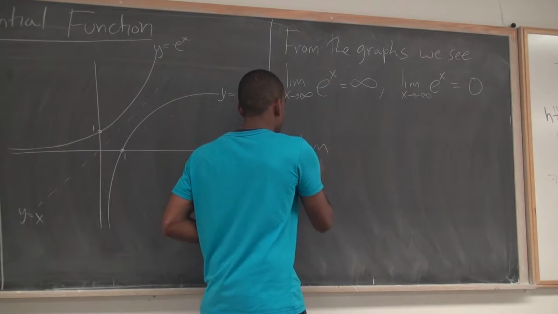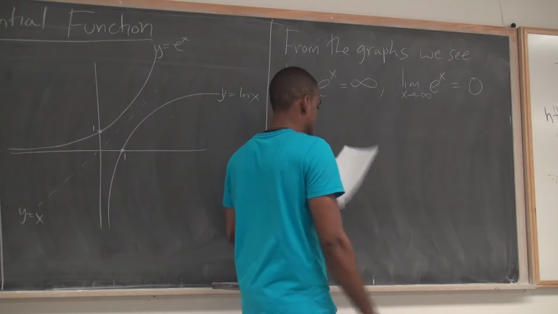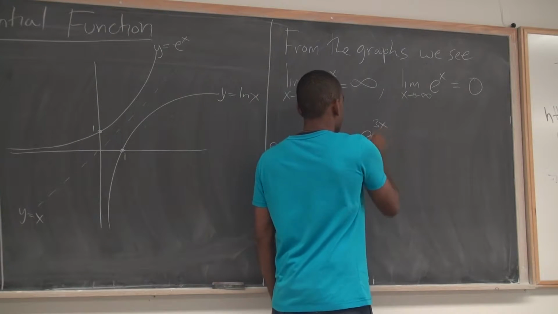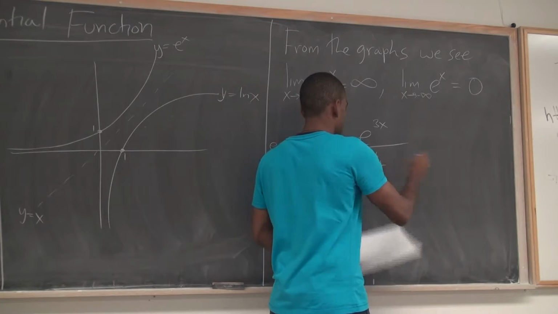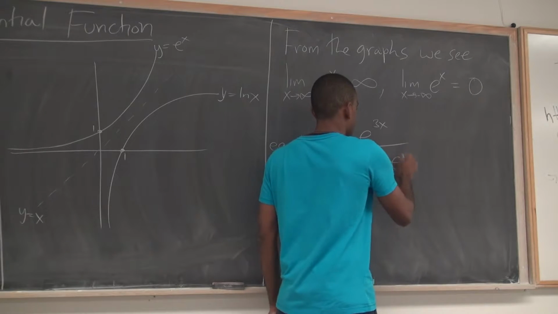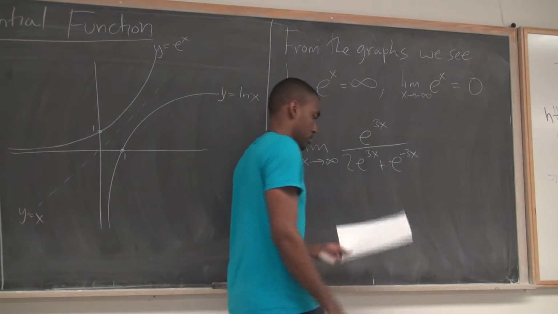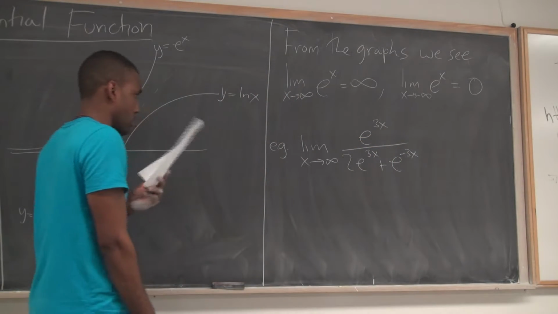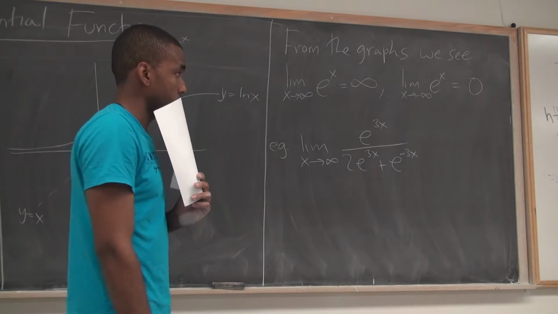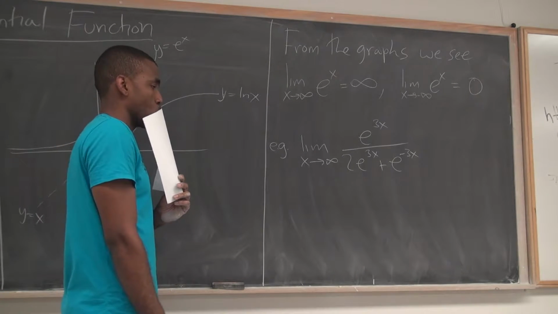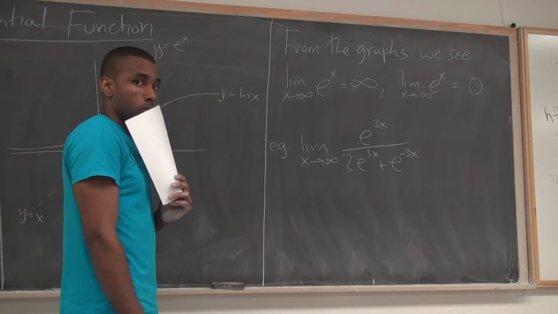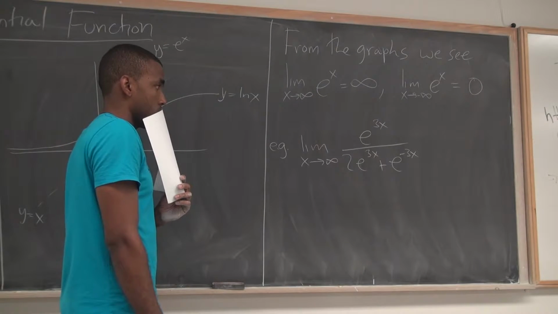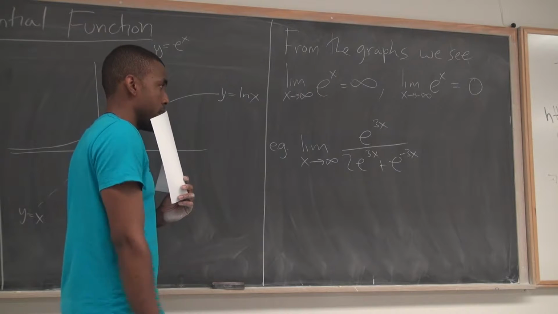What if I ask you to do this limit? e to the 3x over 2e to the 3x plus e to the minus 3x. Simplify e to the 3x. How do you get a half?